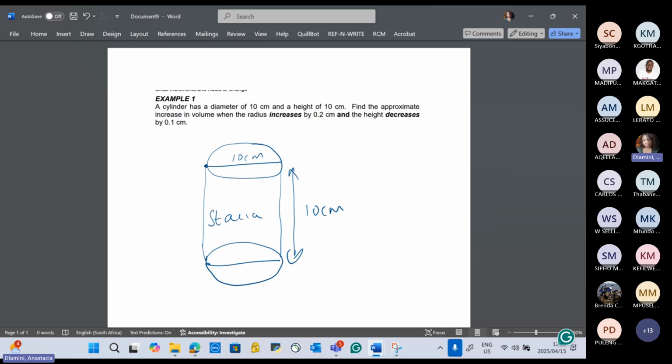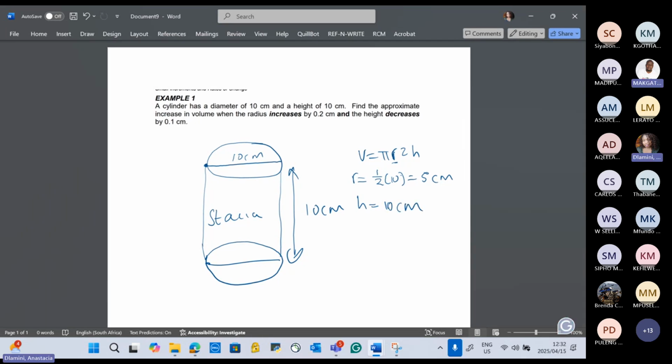But now they're talking about volume. So we know that the volume is pi r squared h. Are we all together? What other information did they give us? They say the cylinder has a diameter of 10, meaning we're dealing with r. The radius is half the diameter, so it would be 5 centimeters, and the height will be 10 centimeters.